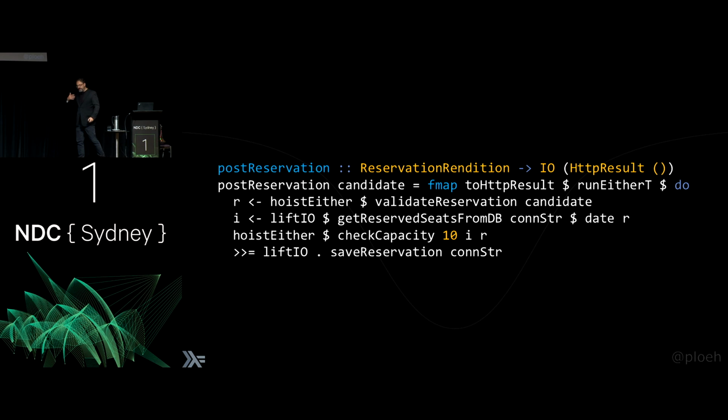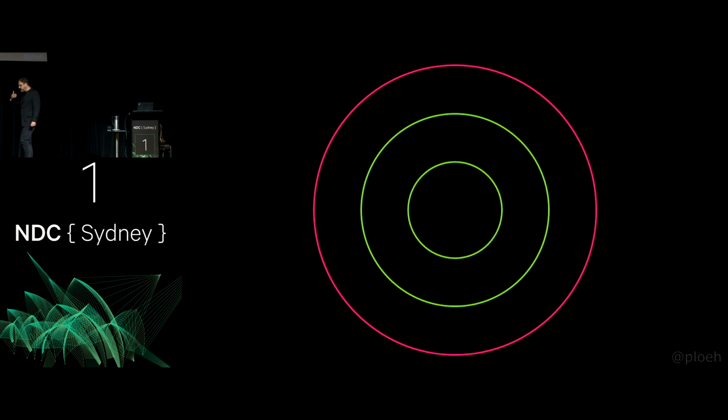Now, if we try to visualize what's going on here, we can try to draw it with concentric circles. Funny how that works out. And so basically what happened here is you say, well, we get the incoming request. It's being dispatched to this function called post reservation, which is an impure function. That's the one that I just showed you on the previous slide.